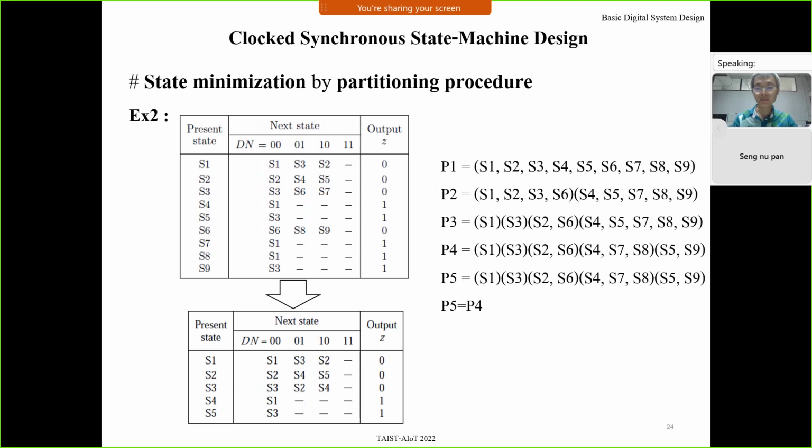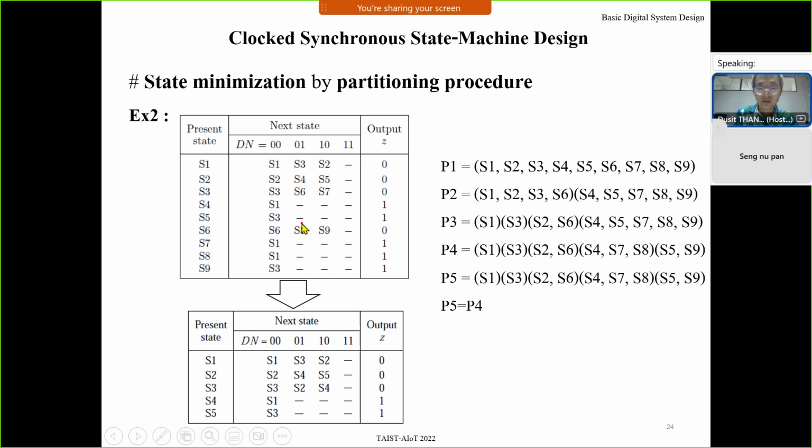Okay, more example. For this example, the next state of S1 to S9 when the 2-bit input is 0 0, 0 1, 1 0, and 1 1 is as in this table, and output Z. The dash means unspecified. Okay, the next state of S1 when input is 1 1 is not specified. Okay, in this case, you can do partitioning also with the same method.